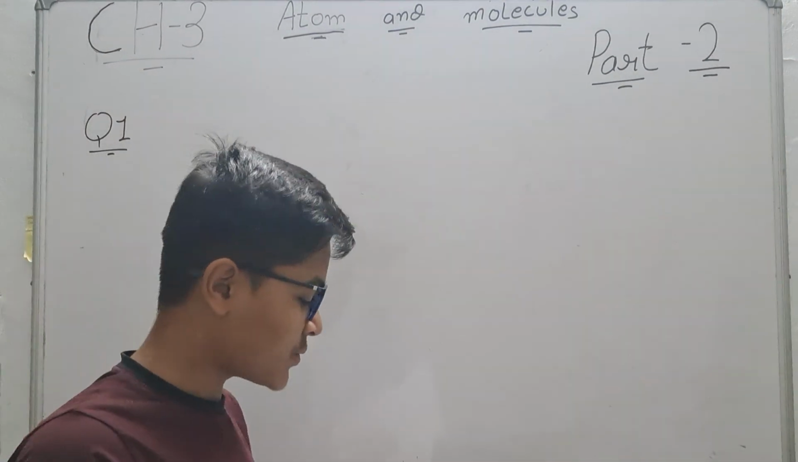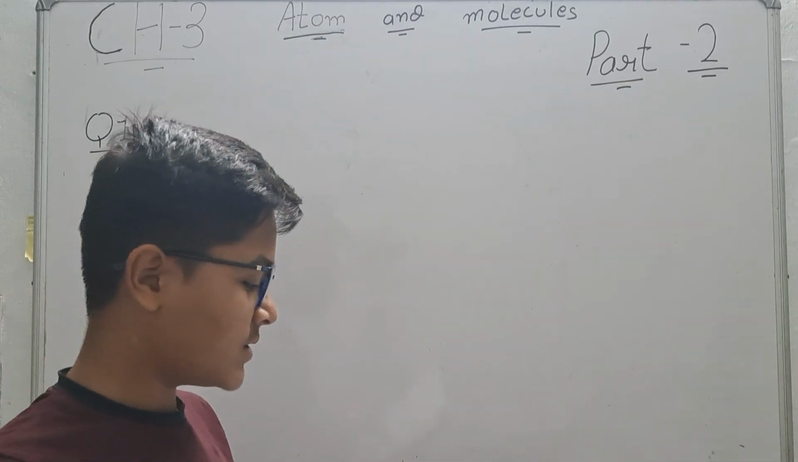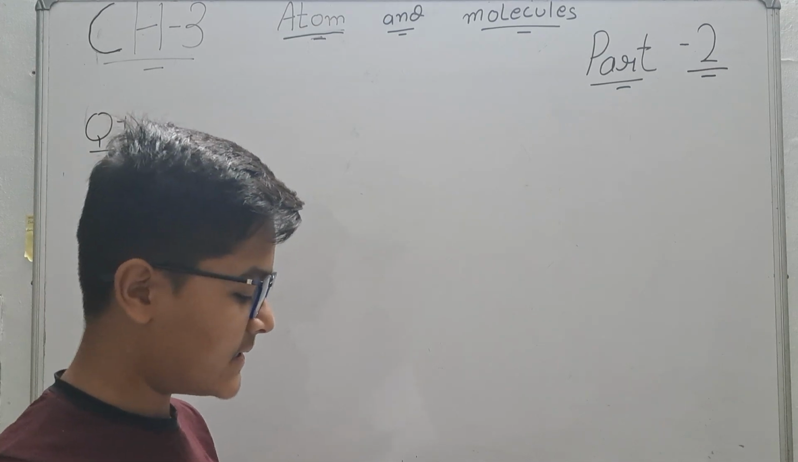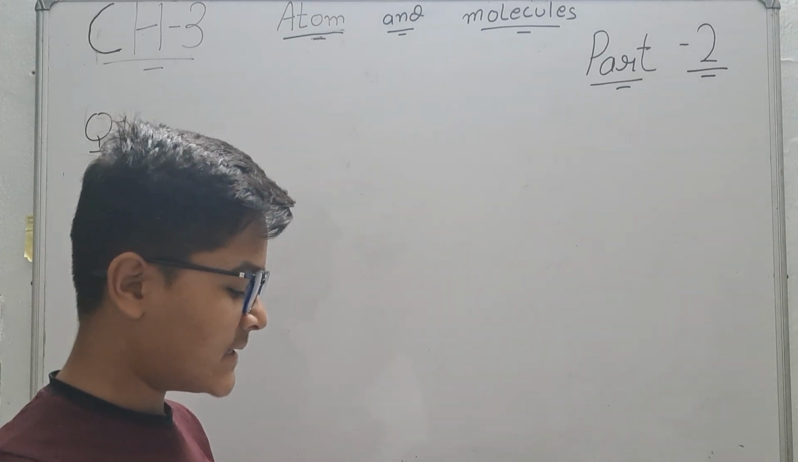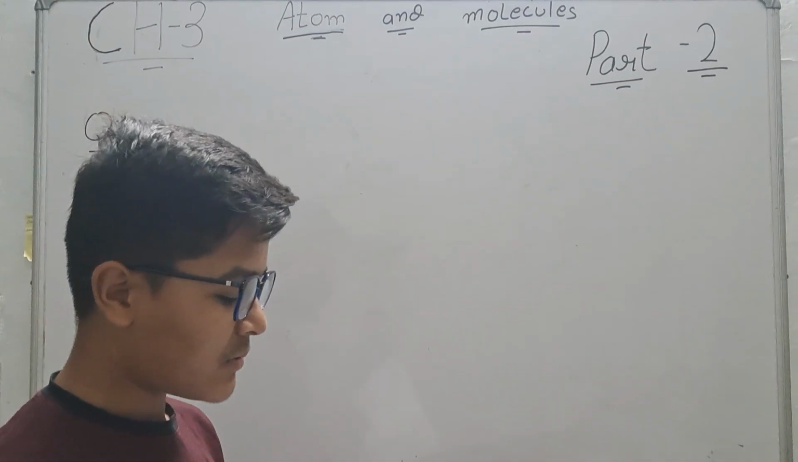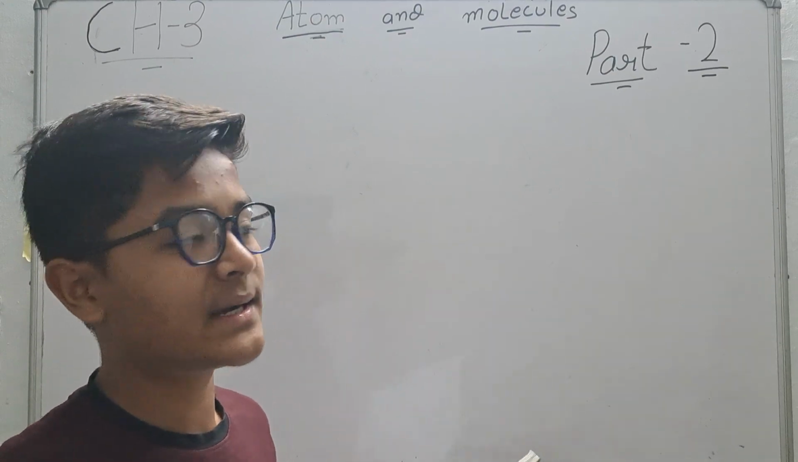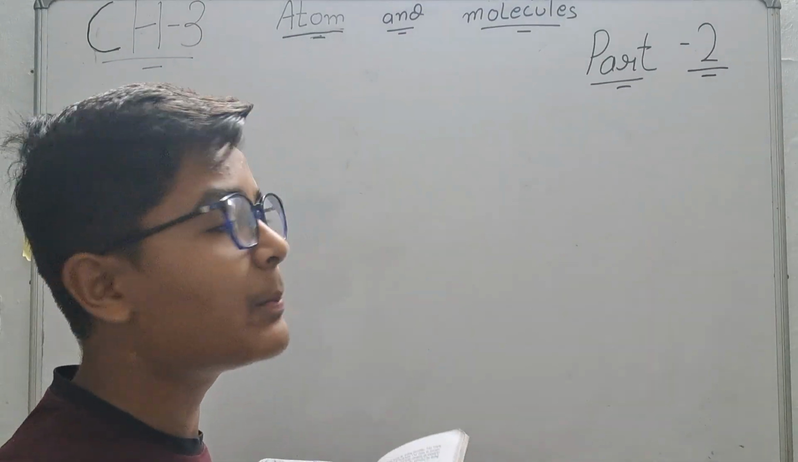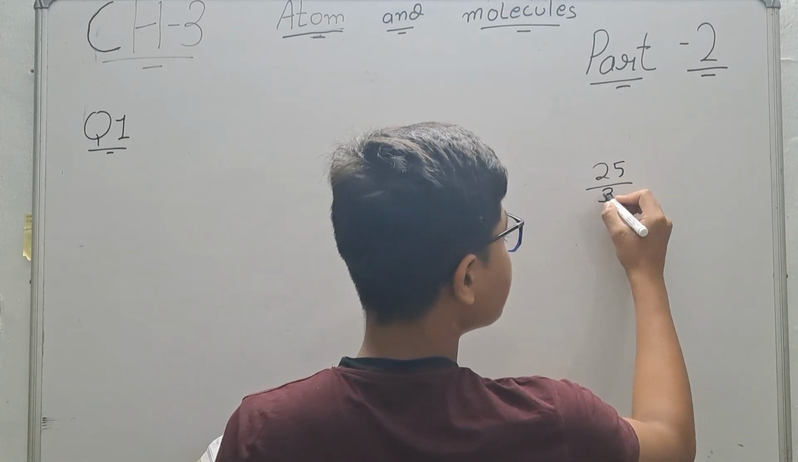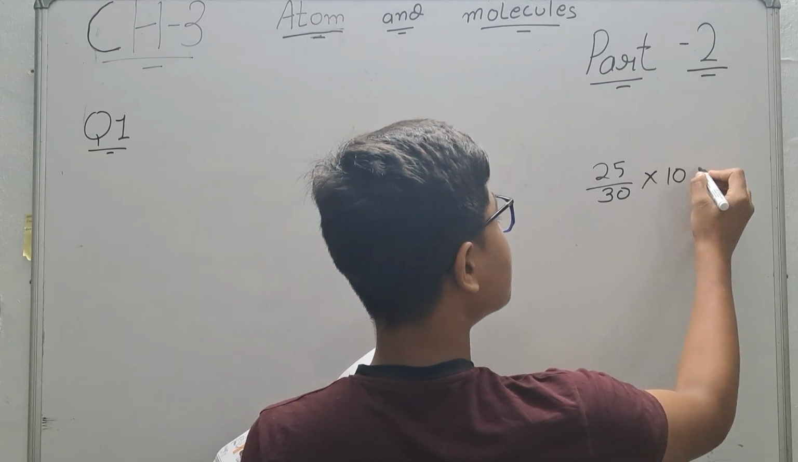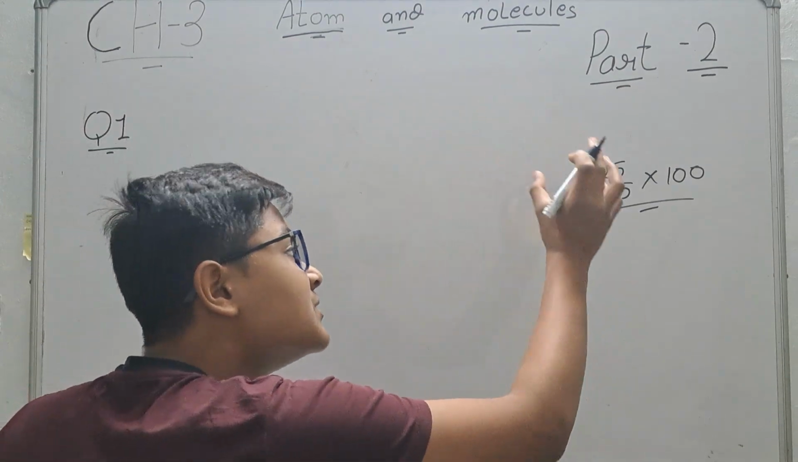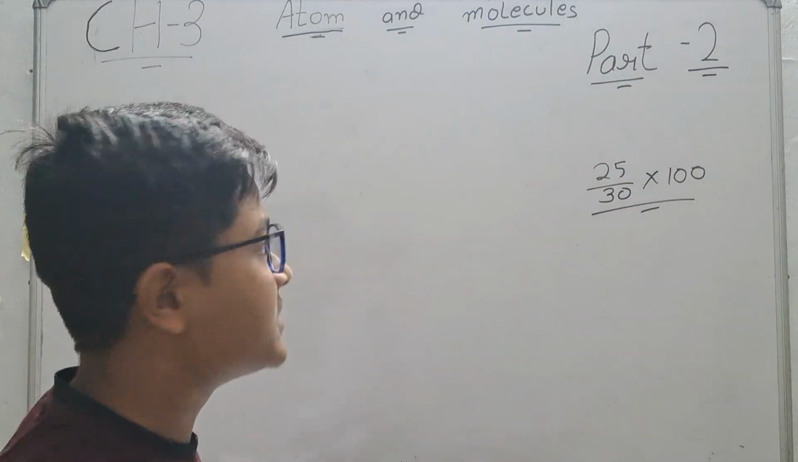What is in the first question? A 0.24 gram sample of a compound of oxygen and boron was found by analysis to contain 0.096 gram of boron and 0.144 gram of oxygen. Calculate the percentage composition. We have to find the percentage, and how would you find the percentage? If you have 25 marks out of 30, you will multiply by 100. By this method you will find the percentage.